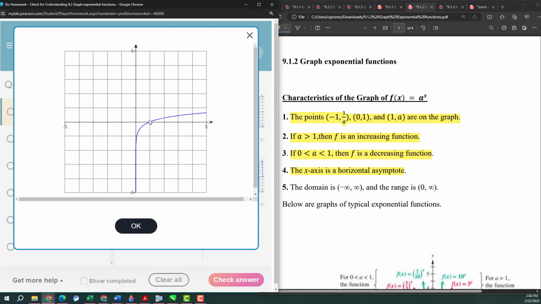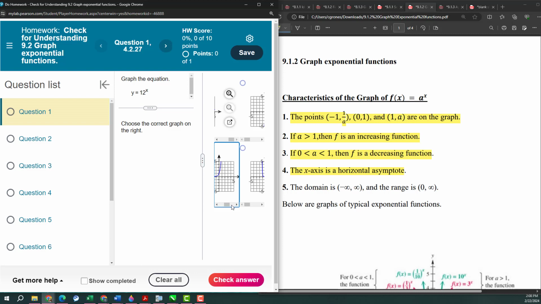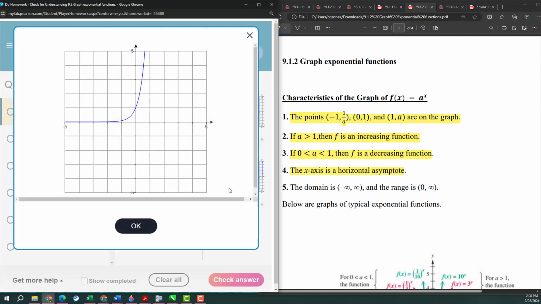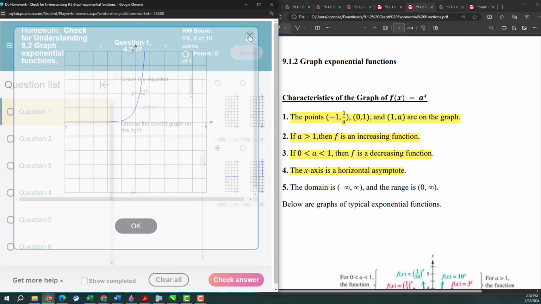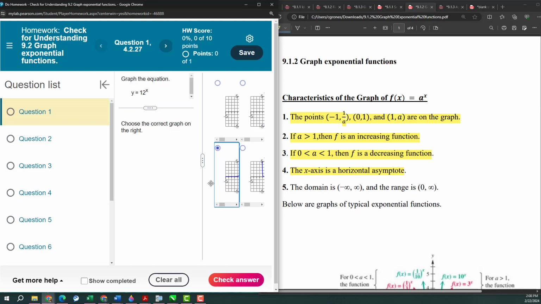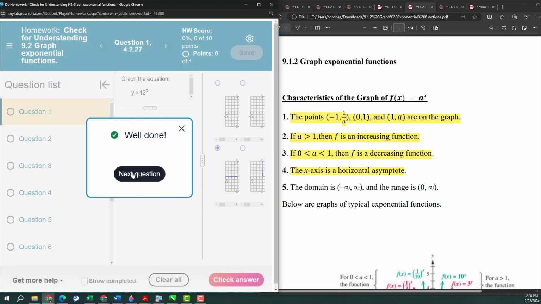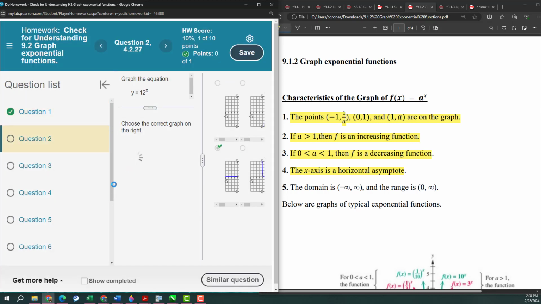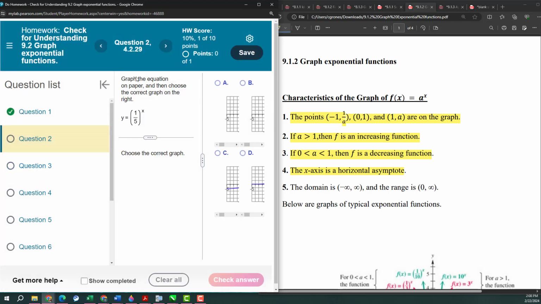And then (1, 12). Okay, so that was that one. Let's look at this one. Here we have (0, 1), so yes, this is it. And then we've got (1, 12), which is going to be up here. So it looks like it's going to be this graph right here. Okay, if you have a question like that, you will also have a question like number 2 where you have to graph this one.